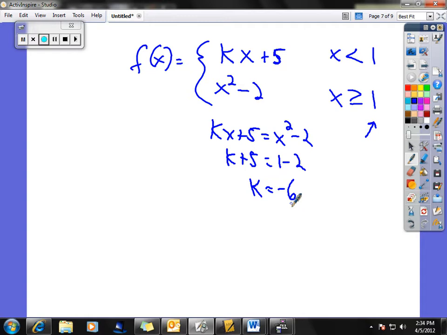And on the problem you have, it's an a that you have to solve for instead of a k. So it's just whatever that other variable is. Okay?